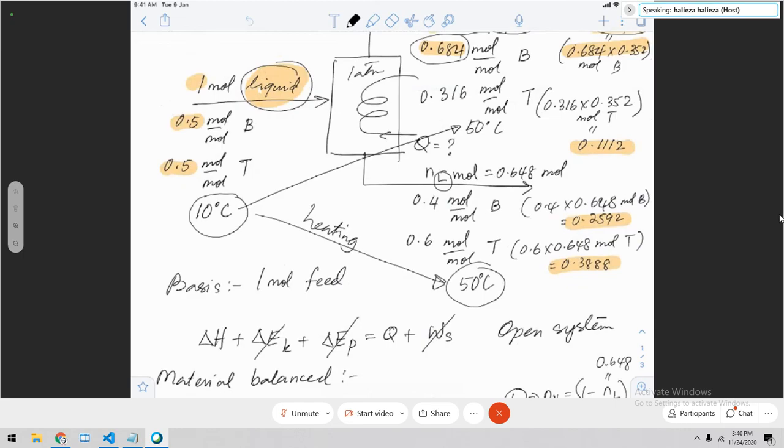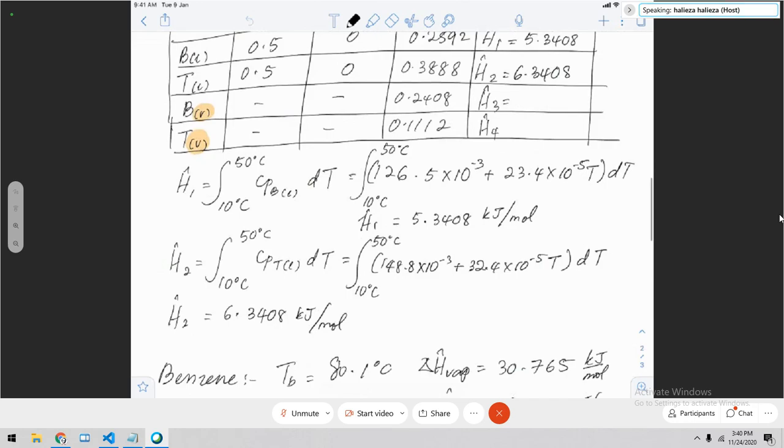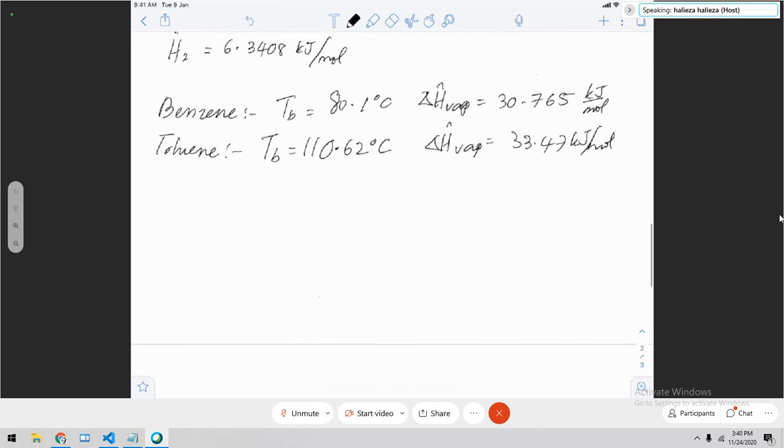So what to do? How to get the latent heat? How to get the enthalpy, H3 and H4? How to get it? Use the hypothetical. Yes, you have to do the hypothetical path.